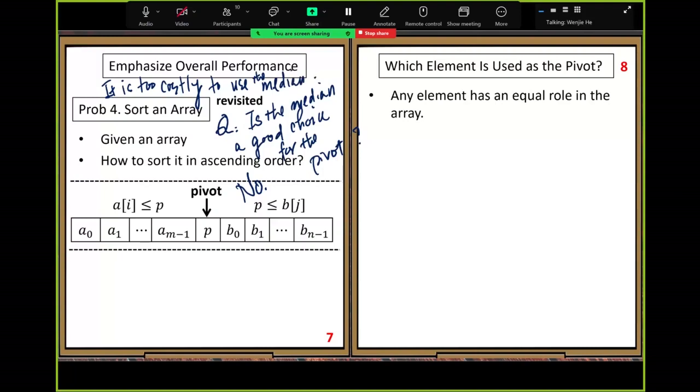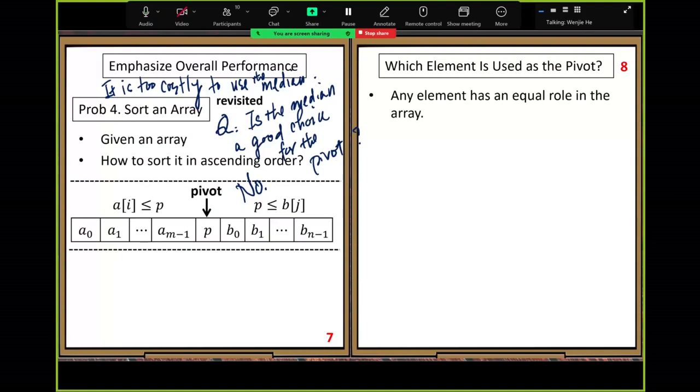As the pivot. Okay? How to find the median? Do you know how to find the median? Yeah, there is some algorithm to find the median, right? Yeah. So later, after I finish this Quicksort, if I still have some time, I estimate I may have half an hour. I will talk about how to find the median in general.